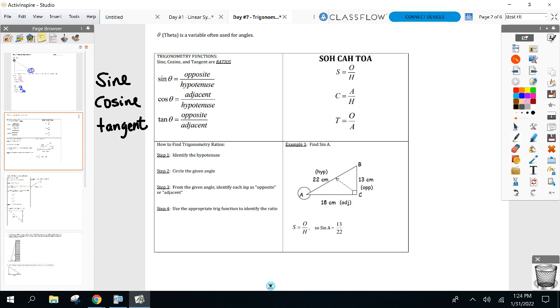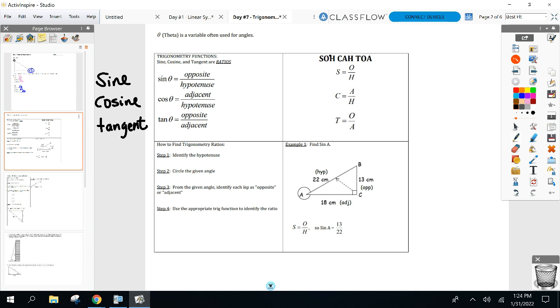Her brother's name, SOHCAHTOA. How does his name help us remember what goes with what? The S stands for sine. How do you find sine? What do you think the O stands for? Opposite over H. Sine equals opposite over hypotenuse.